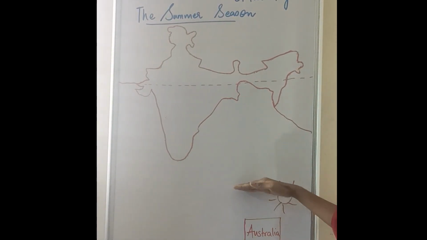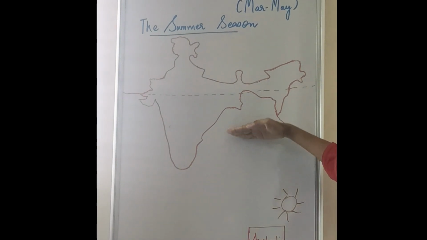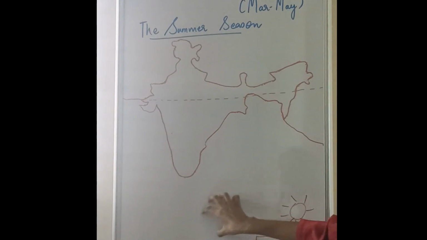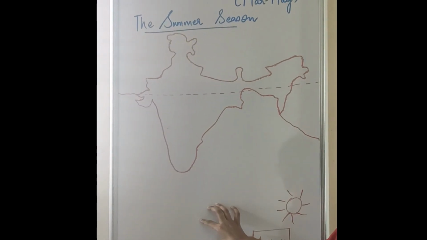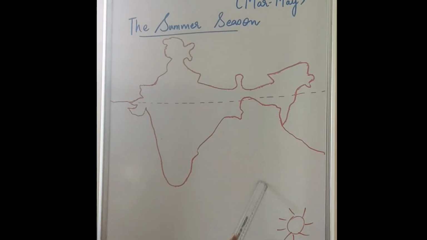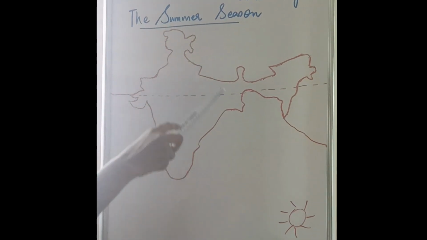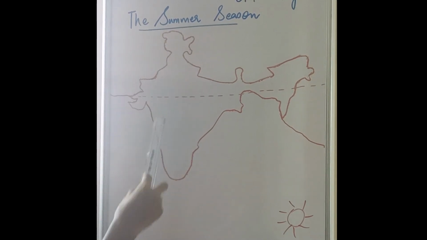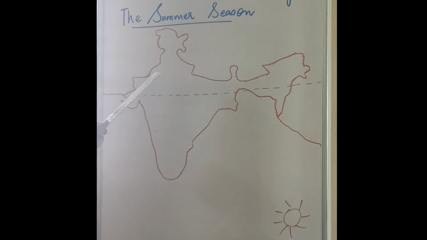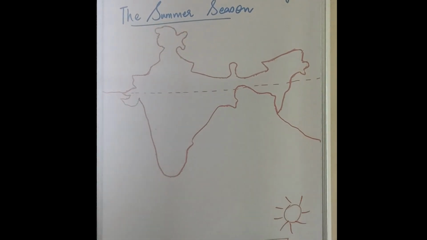The low pressure belt slowly starts moving upwards as well. So here low pressure starts moving up, and here high pressure starts getting generated. Now, as the low pressure belt moves up, it starts becoming really hot and really dry all around India. And the highest temperature recorded was 49.4 somewhere here in Ganganagar in Rajasthan.